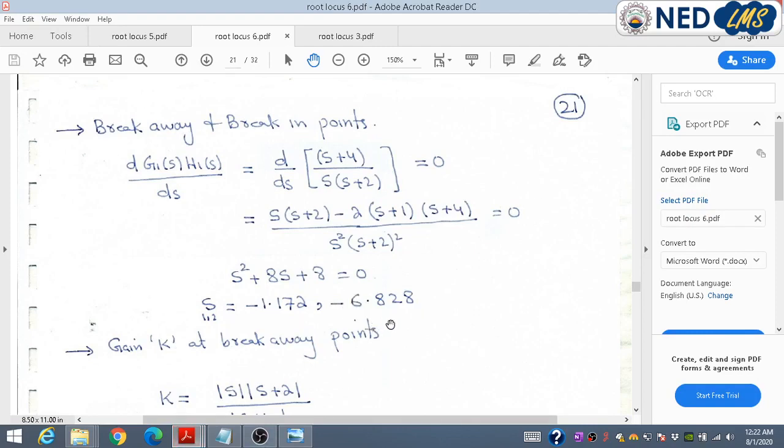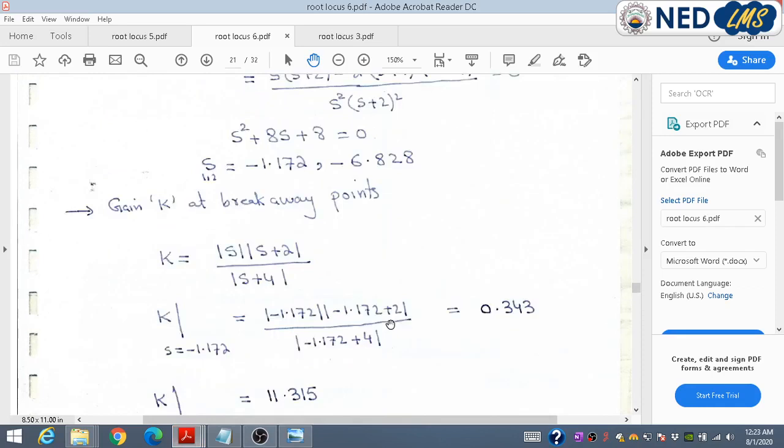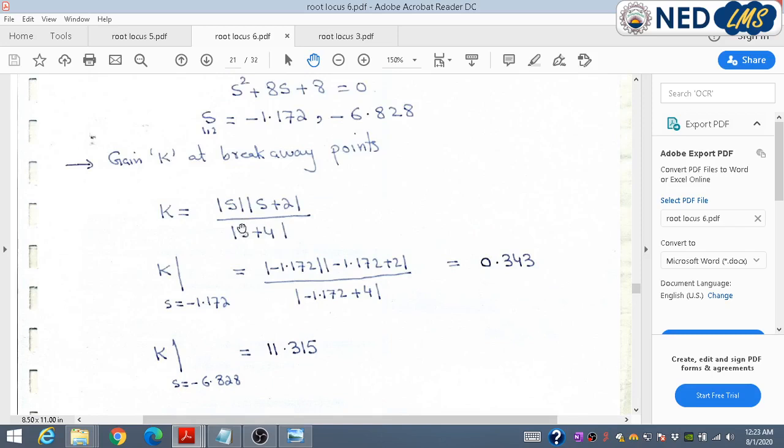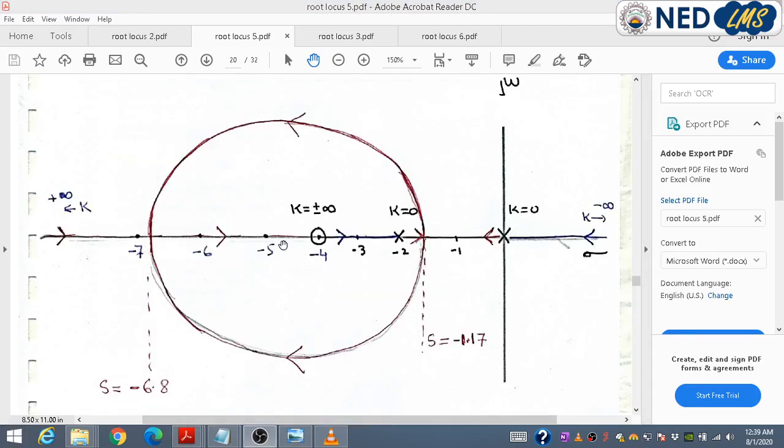Next we can find out the controller gain on these points. The controller gain on these points comes out to be 0.343 and 11.315, and this is the condition on magnitude. Here I have replaced s by the solution of the breakaway and break-in points. The solution comes out for finding the breakaway and break-in points. This is the required image of the root locus.